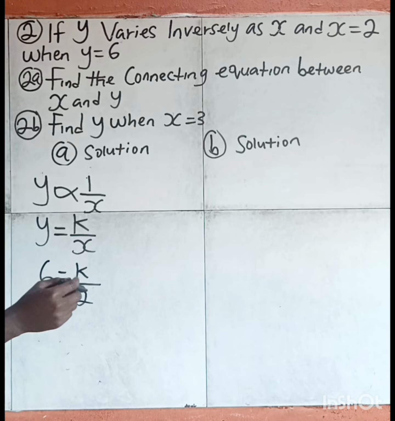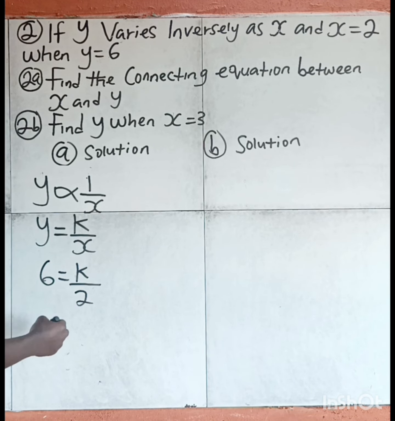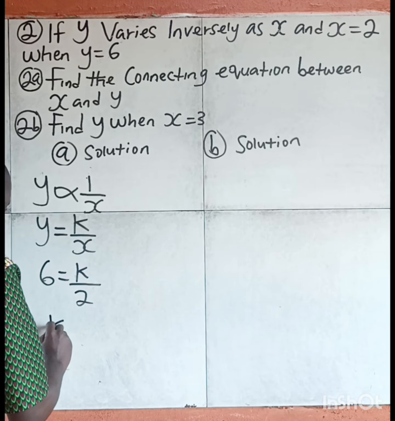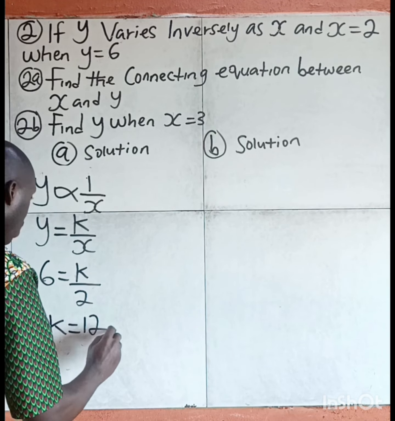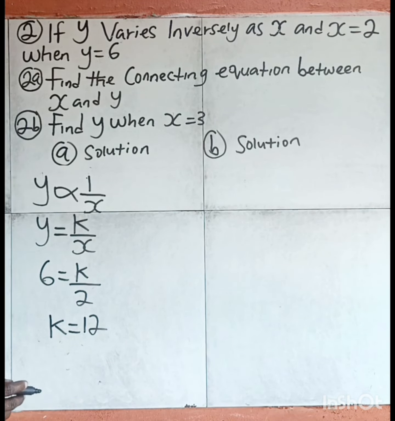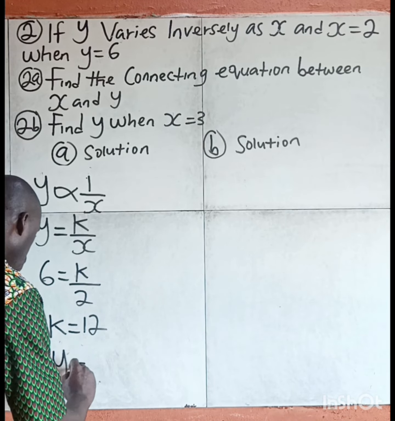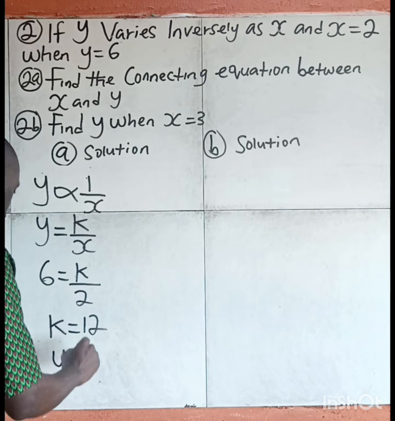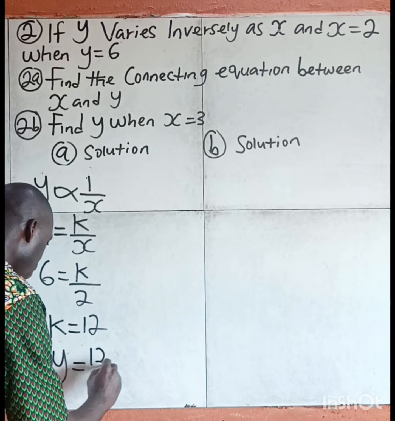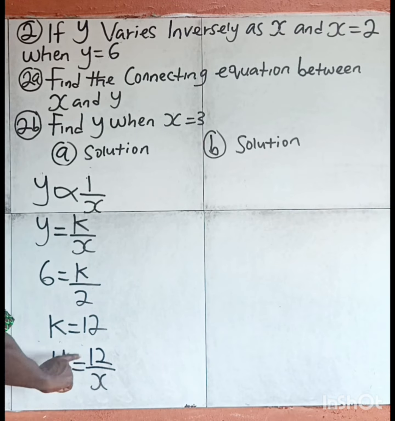So at the end of the day, if you cross multiply, 2 times 6, our constant is going to give us 12. So this is what we clearly have as our constant. Then next, we are not done solving. We are going to find the connecting equation. To find the connecting equation is very simple. You go back to this same formula and write it out. Here it becomes y equal to, what is your constant? Our constant is 12. Our k is 12. 12 over x. And this becomes your connecting equation.